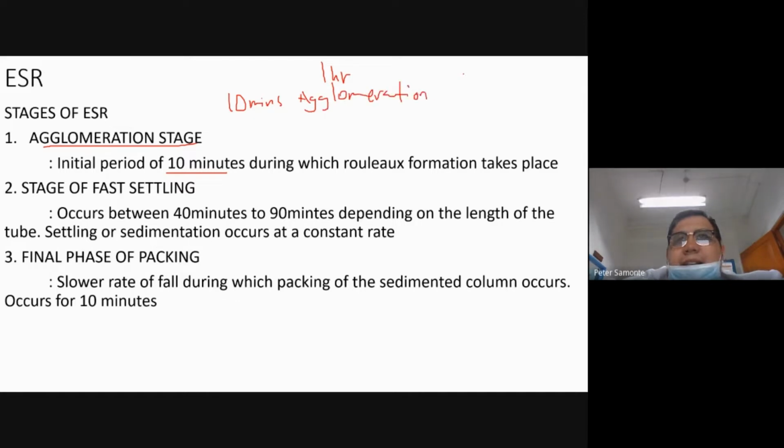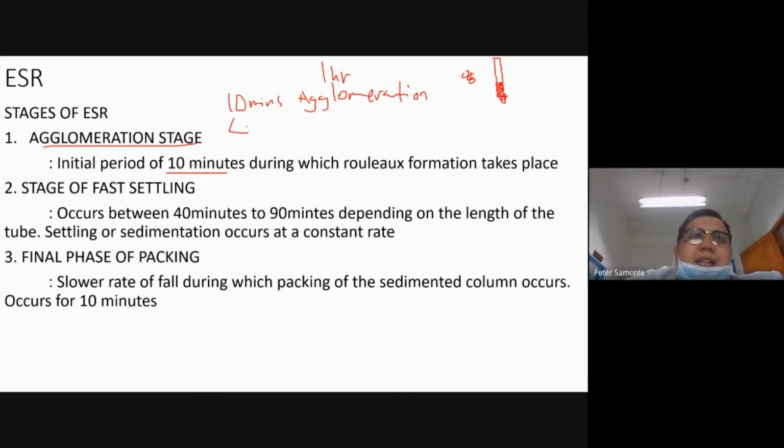So, nag-i-stack yung mga RBC nyo. So imagine this would be your tube. Mag-i-stack yan dyan, ganyan. Then after, another stage would be your stage of fast settling and would occur 40 to 90 minutes. Itong 90 minutes na to, this is based on a different technique. Mamaya ito explain ko sa inyo. Let's just focus on the 40 minutes.